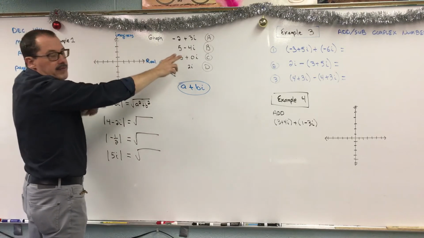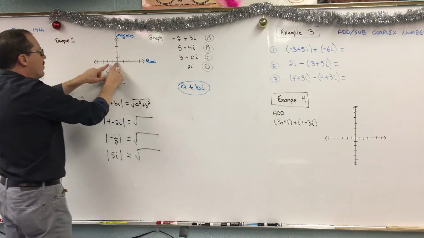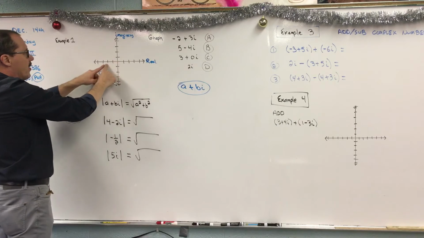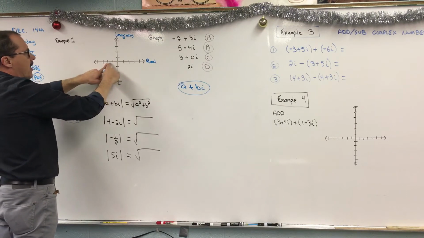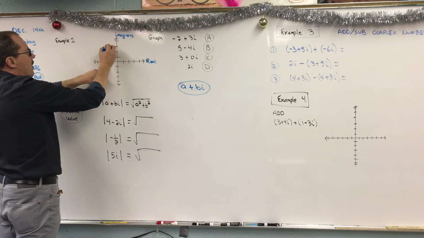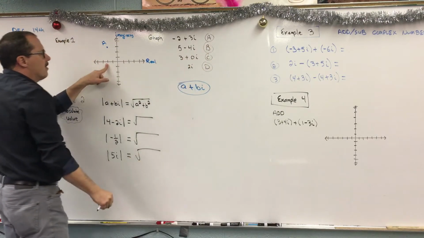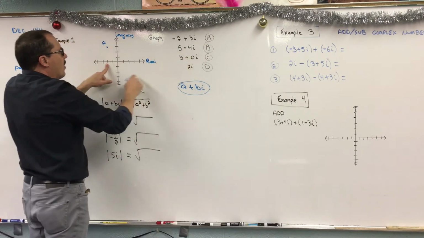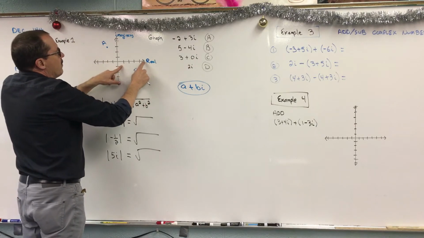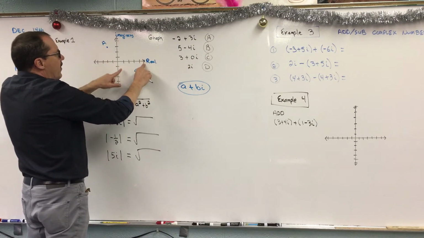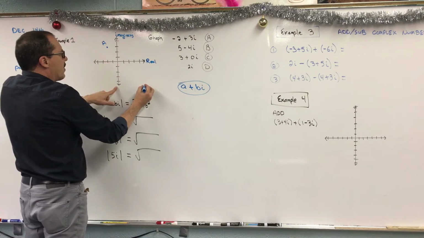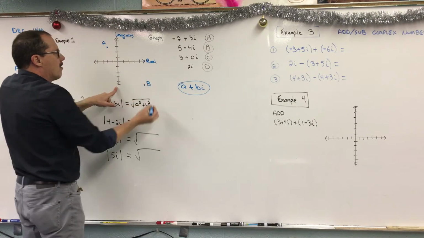So if I want to graph negative 2 plus 3i, I would start at the origin like always. I go to negative 2 on the real, and then I would go up 3i. I put a dot right there, and that would be letter A. The next one's 5 minus 4i, so I have 1, 2, 3, 4, 5. I guess that'd be right there. And then I drop 4i, and that would come down here, and that would be B.